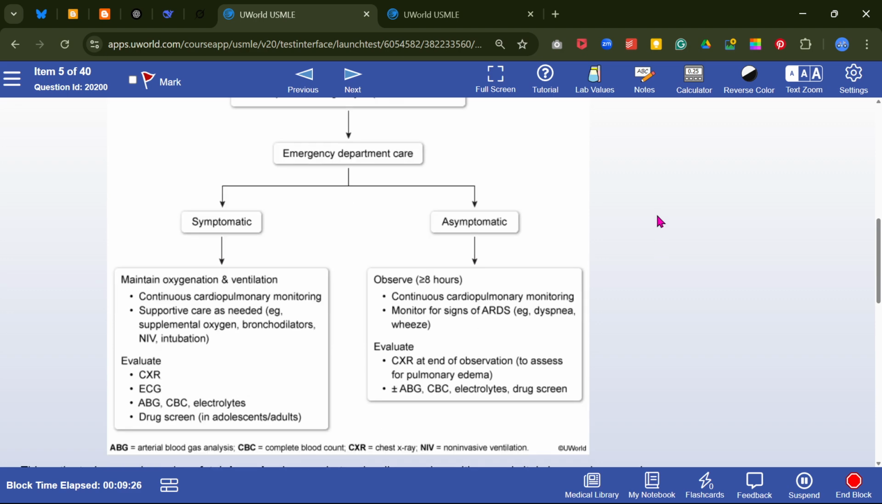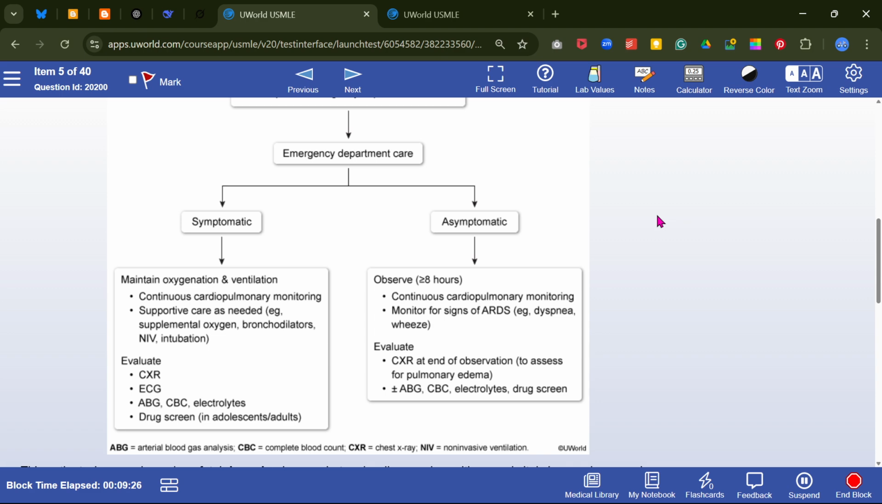Emergency department care is symptomatic. Maintain oxygen and ventilation. Continue cardiopulmonary monitoring. Supportive care as needed, that is supplemental oxygen, bronchodilator, NIV, and intubation. Evaluate chest X-ray, ECG, ABG, CBC, electrolytes, and drug screening in an adolescent or adult.